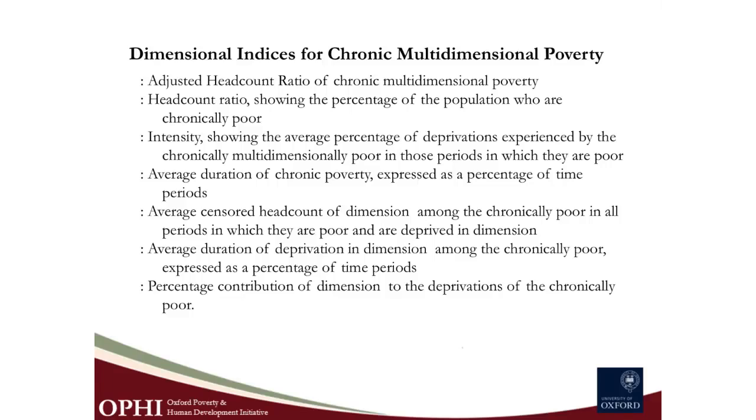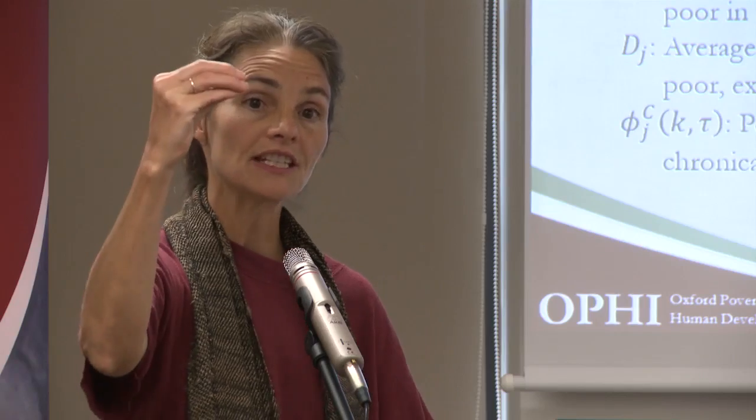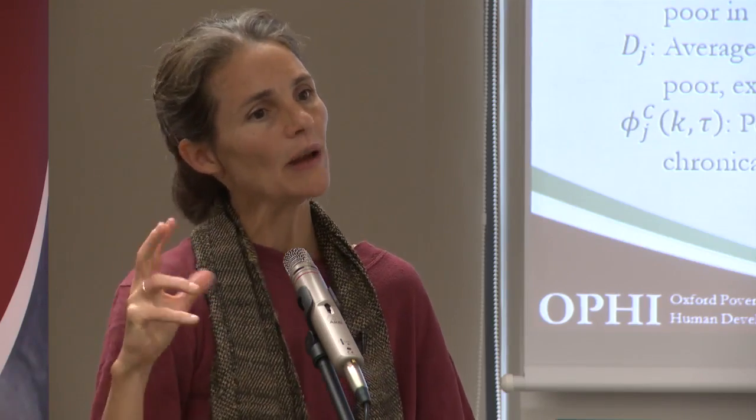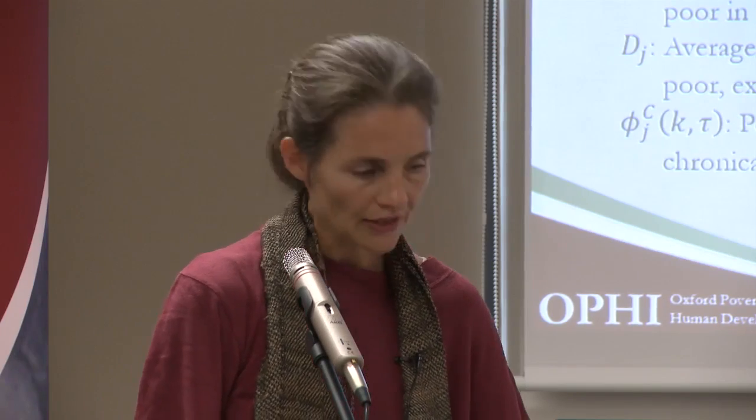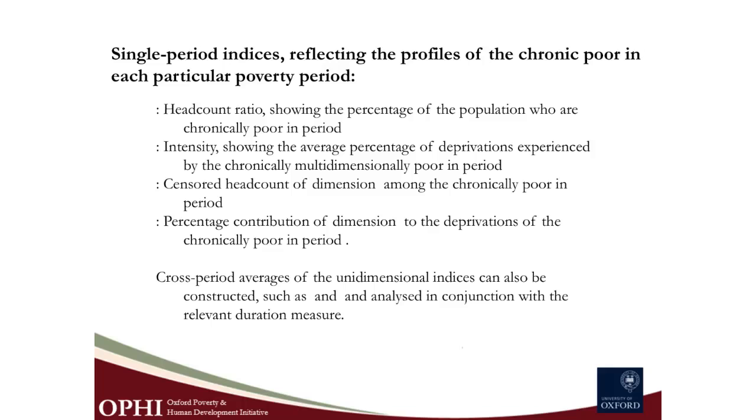There are statistics in addition to H, A, and D you can construct when you're analyzing chronic multidimensional poverty. And you can do the censored head counts, you can do the percent contributions, and you can also do the average duration of each of the indicators. So there are a new basket of tricks for those who would like to work on this. And there are also period-specific indicators that can be used to analyze the chronic multidimensional poverty in different periods, so you compare who is chronically poor in which periods.